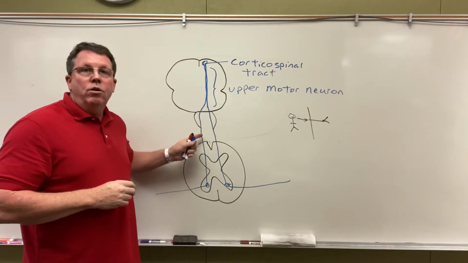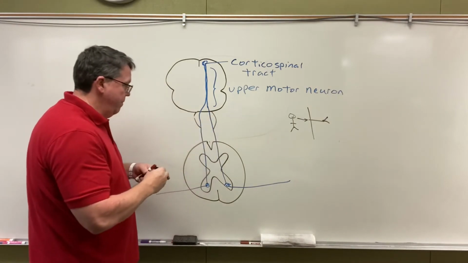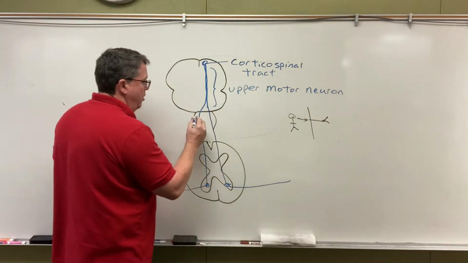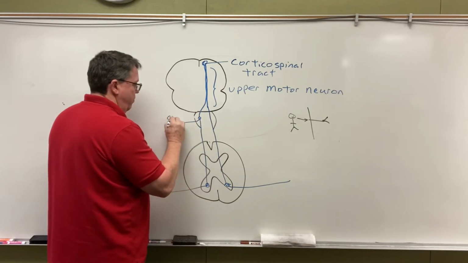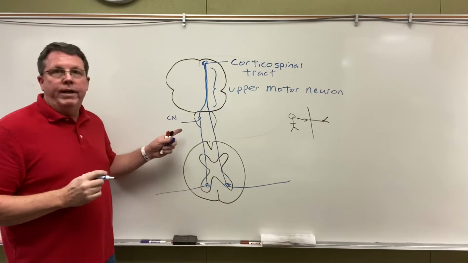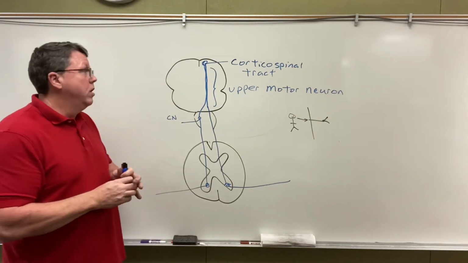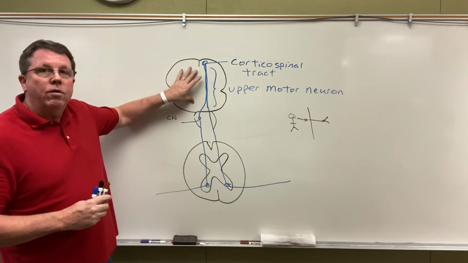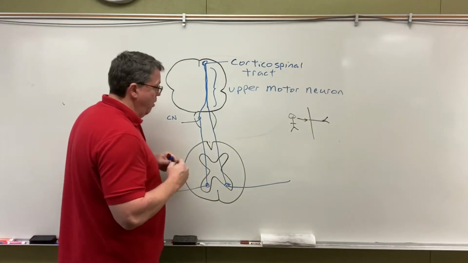The one thing it can do also is, here's my brainstem. So in my brainstem, it can also meet with cranial nerves. So what's going to happen in ALS is it can affect cranial nerves. When I have an upper motor neuron lesion, I get different symptoms than when I have a lower motor neuron lesion.